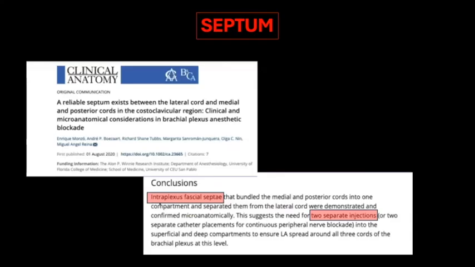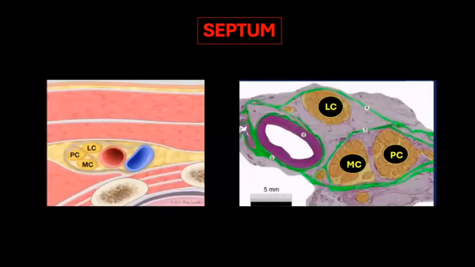One more study also shows there's a fascial septum between the two compartments. So they advise two separate injections to get a proper and better effect. See, this is the anterior compartment containing the lateral cord and the posterior compartment containing the medial and posterior cord. So we advise going for multiple injections and being sure that all three cords are completely surrounded by local anesthetic to give a better effect and better result.